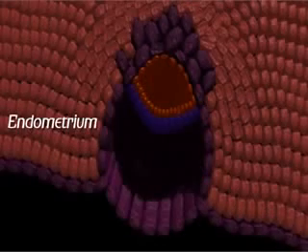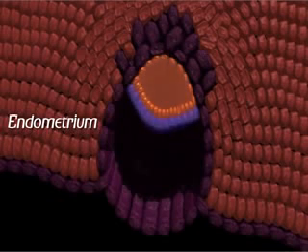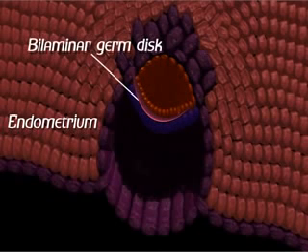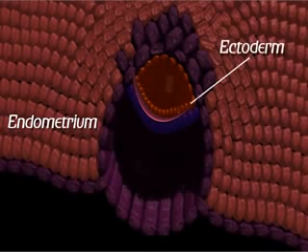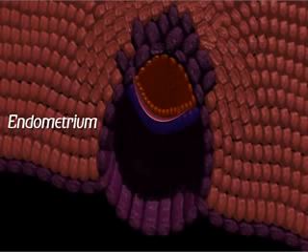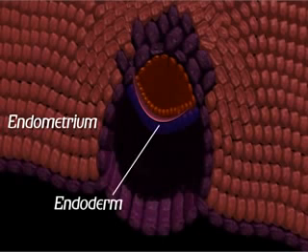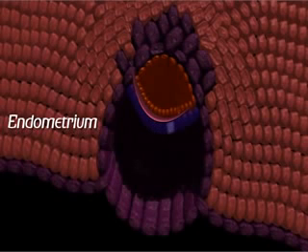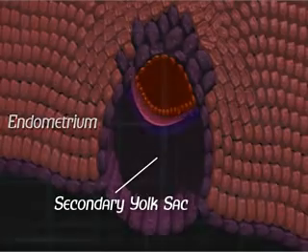At about day 8 of gestation, the cells of the embryoblast differentiate into a 2-layered disc called the bilaminar germ disc. The dorsal cell layer is the ectodermal layer. These cells are columnar and they reorganize to form the amniotic cavity. This eventually becomes the epithelium or the epidermis. The ventral cell layer is referred to as the endodermal layer. These cells are cuboidal and form the roof of a second cavity called the secondary yolk sac.